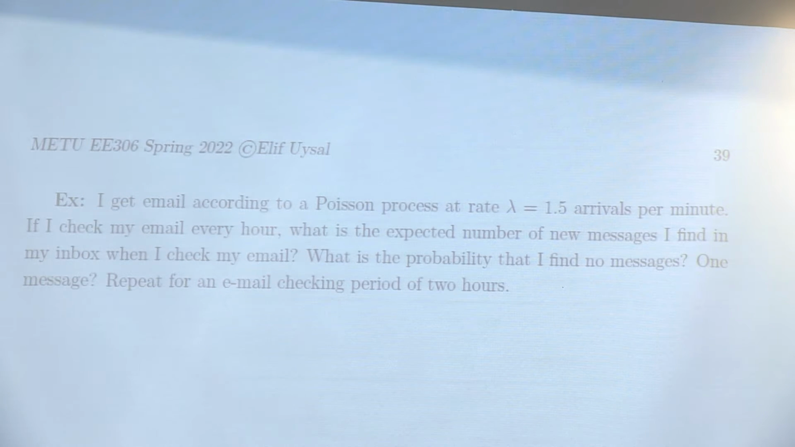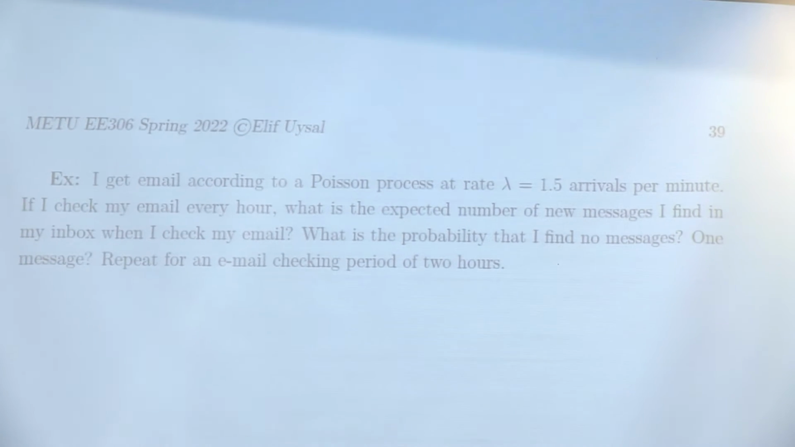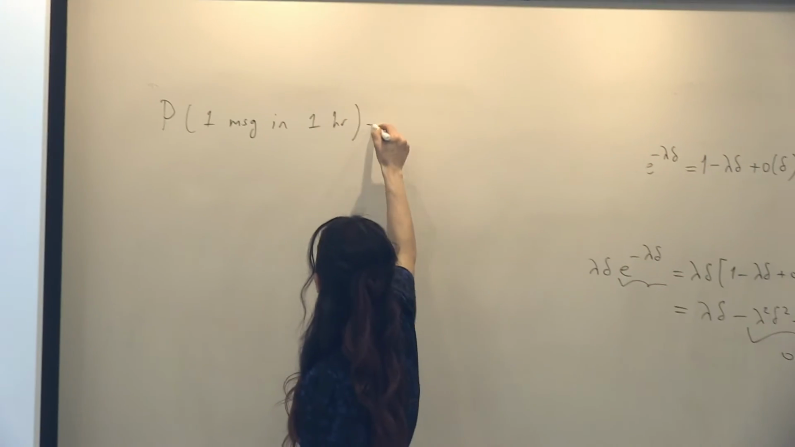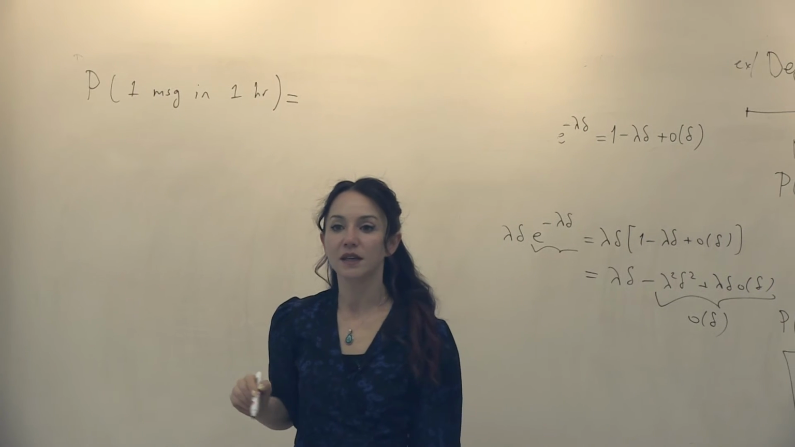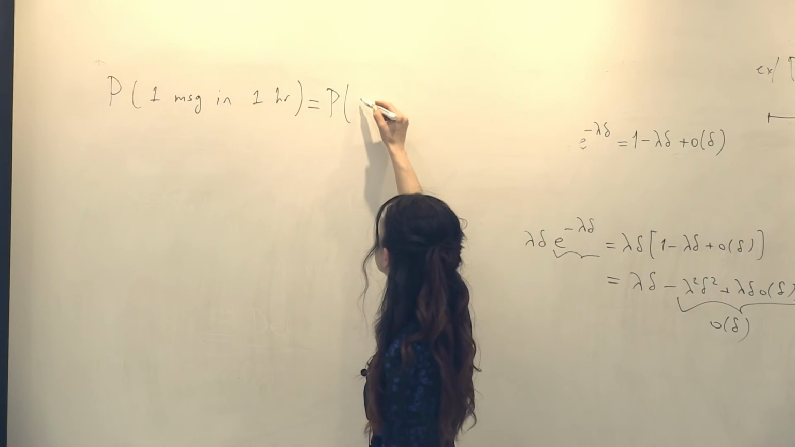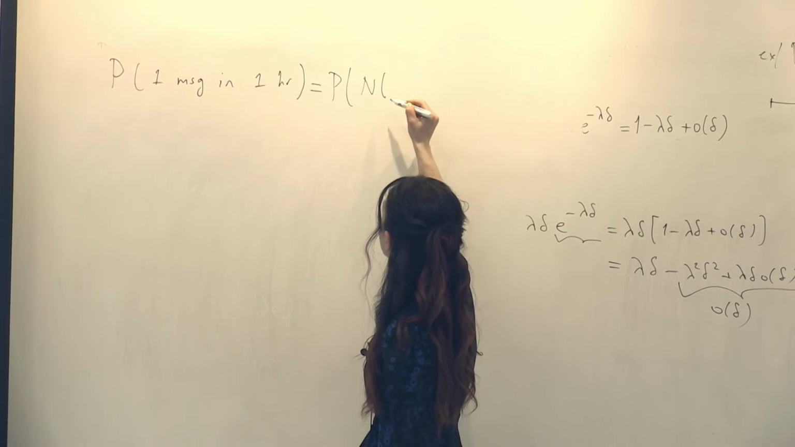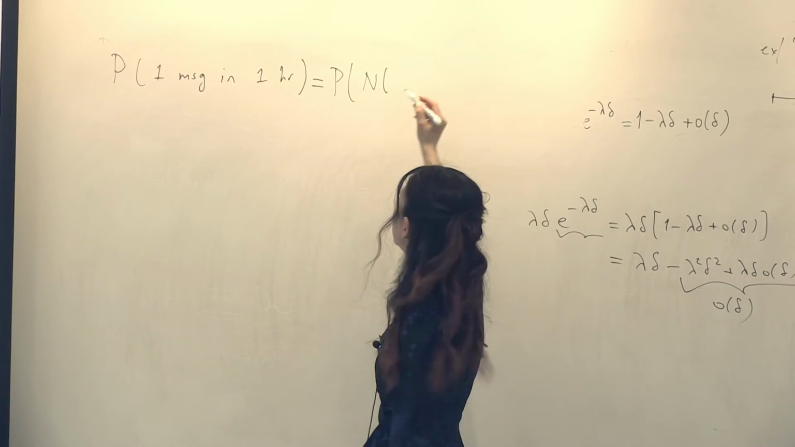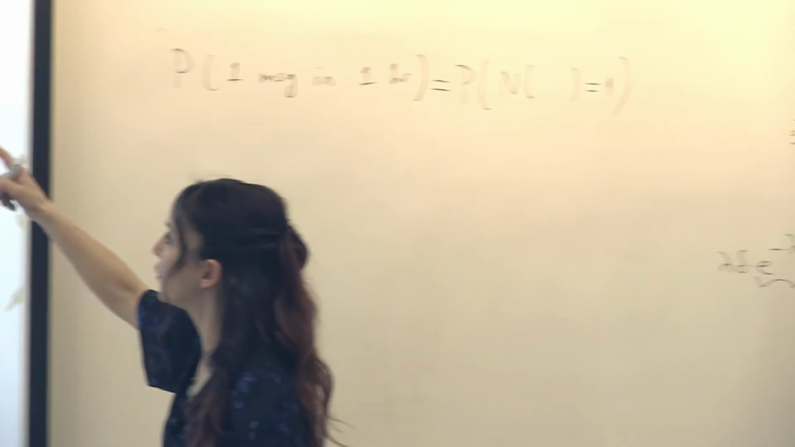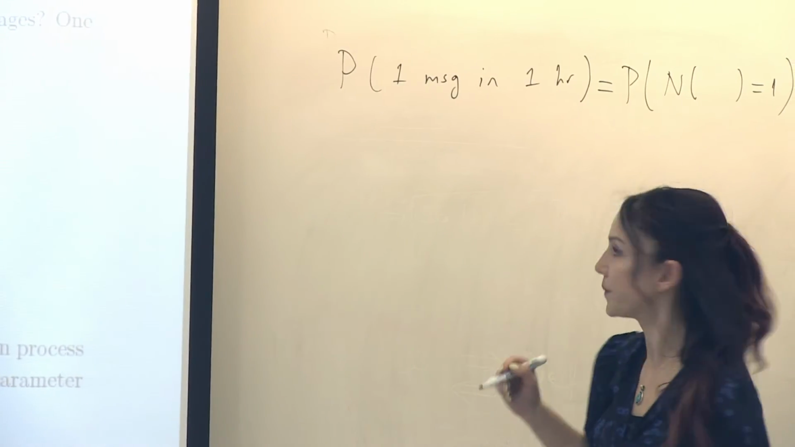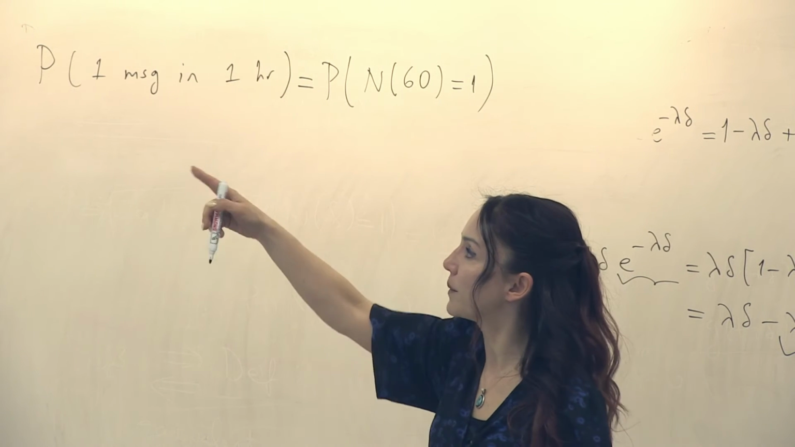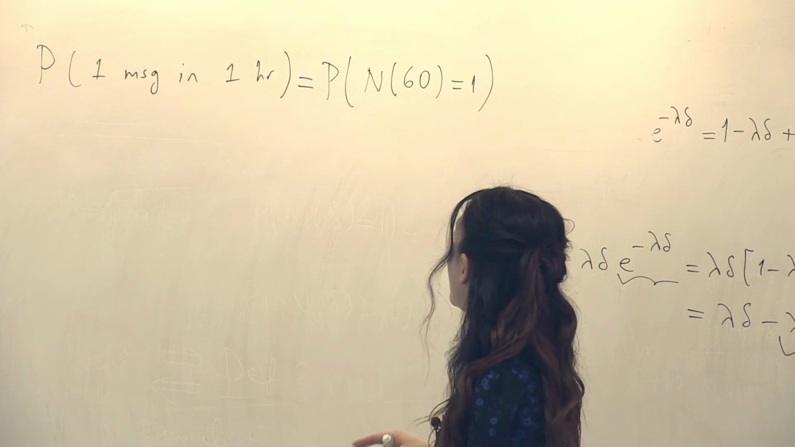So, the probability of one message in a 1 hour period, in the language of the Poisson PMF, is N of t equals 1. What is t? T in this case, in terms of the number of minutes, is 60 minutes, right? Because I'm counting time in minutes.